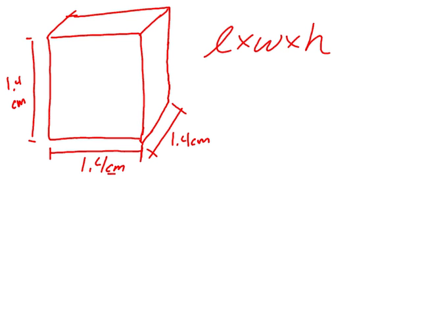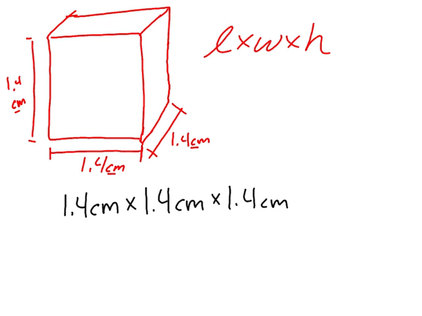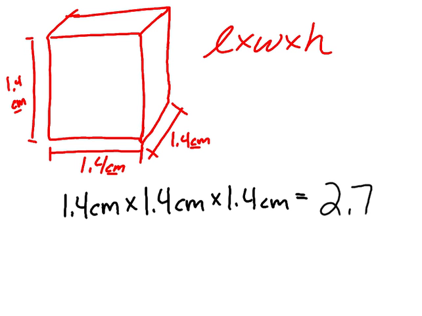Remember, I always include my unit. I can't just say 1.4. That doesn't mean anything. So, if I want to find the volume of this, I would go 1.4 centimeters times 1.4 centimeters times 1.4 centimeters. When I do the numbers, I'm going to end up with 2.7. So that's my number, but obviously my answer is not correct.